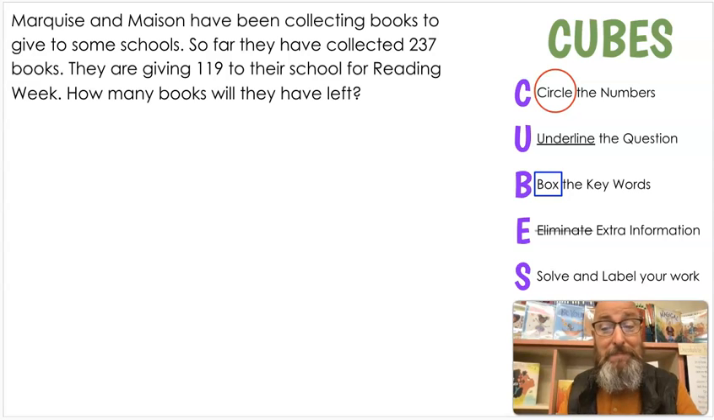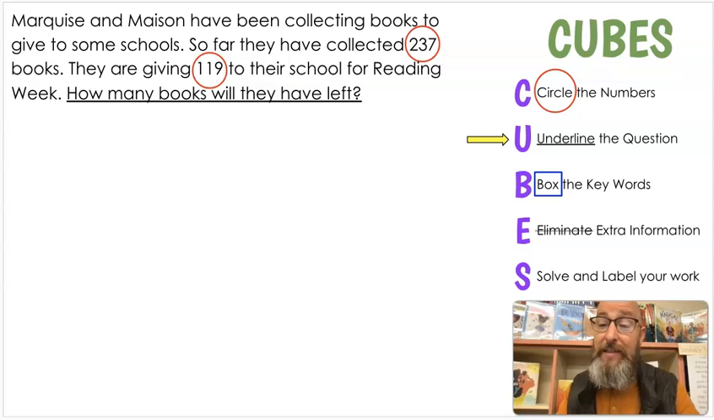What's step 1? Circle the numbers. That's right. What are the numbers? 237 and 119. What's my next step? Underline the question. What is the question? How many books will they have left? That's correct. What's our next step? Box the keywords. Do you see any keywords? Have left. Very good.